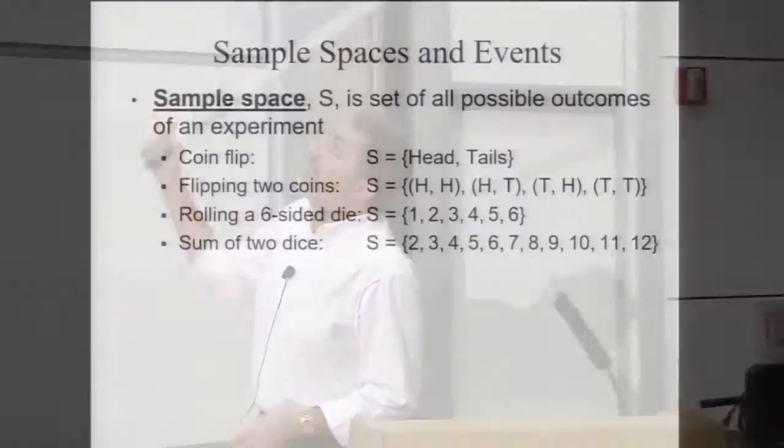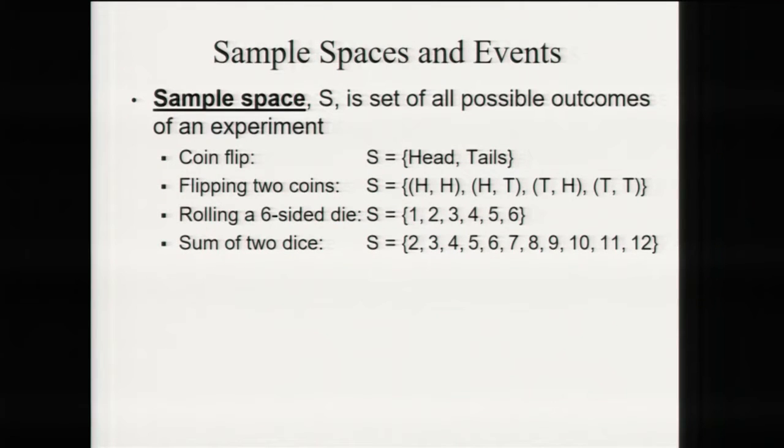Rolling a 6-sided die has 6 possible outcomes. If I roll 2 dice and I ask for the sum of the 2 dice, then the possible values that can come up are the numbers 2 through 12. Okay? So the other concept we need to think about is something known as an event space.